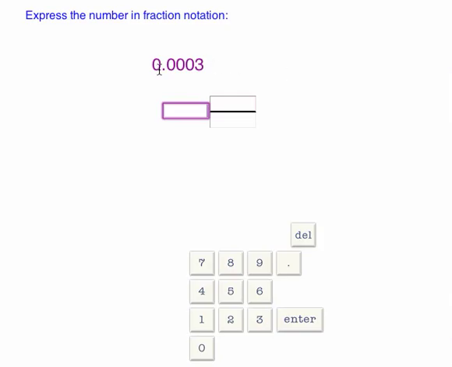Okay, so there's no whole number. Don't put 0 in the whole number, just leave it blank. We're not going to express a whole number. And then we ignore any zeros that come before the first digit. So ignore all the zeros, and we have 3. That's our numerator, and our denominator is going to be what the last decimal place is. That's 10,000ths: tenths, hundredths, thousandths, 10,000ths. So the denominator is 10,000.